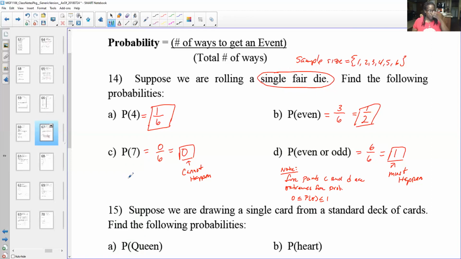Then remember that the denominator is always 6 because it's of the sample size. So we use 6 always for our denominator because our sample size that we were talking about is this 6-sided die. So total number of ways, always the denominator, your total sample size. Your numerator is always the number of ways that that event can happen. Whatever they're asking you to find, that's your numerator. All right.